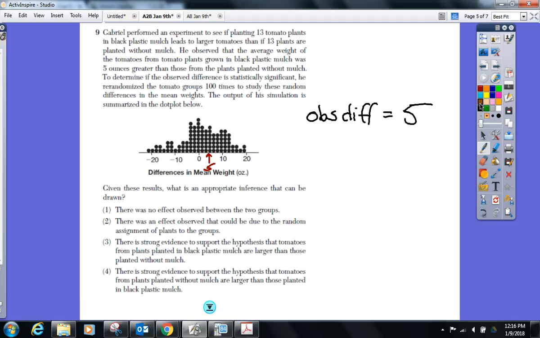If it's with the rest of them, that means that 5 is not significant. It's just like the rest of them. It's not anything special. Now, does anybody remember, if it's not significant, was the 5 caused by random chance or by the treatment? Random chance. So if it's not significant, the difference was caused by random chance, not the treatment.